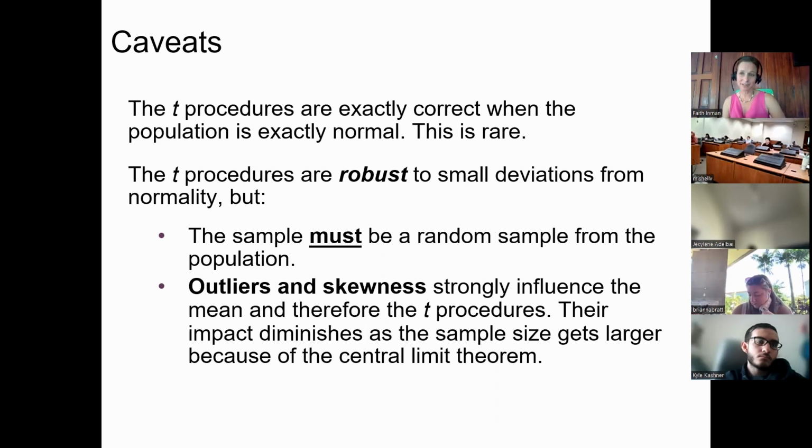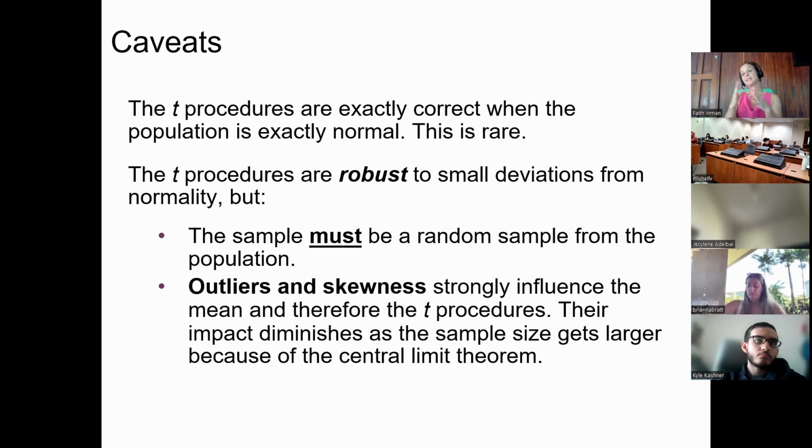The t procedures that we will use are exactly correct when the population is exactly normal, which is very rare. Real populations in nature are just a little different than that. But lucky for us, the t procedures are robust to small deviations from normality. The sample still must be a random sample from the population, and outliers or skewness will strongly influence the mean and therefore affect the validity of the t-test.